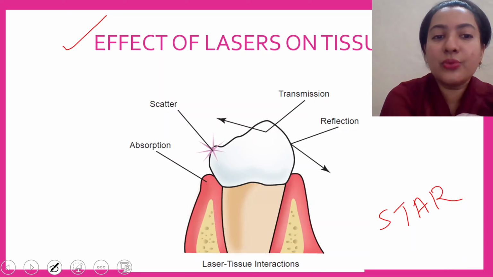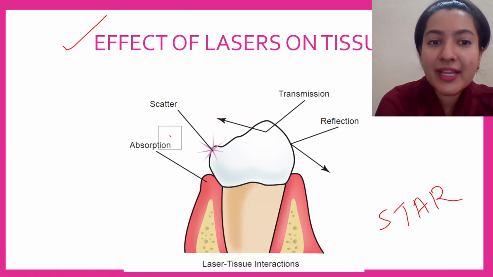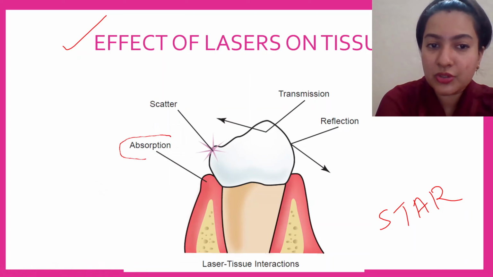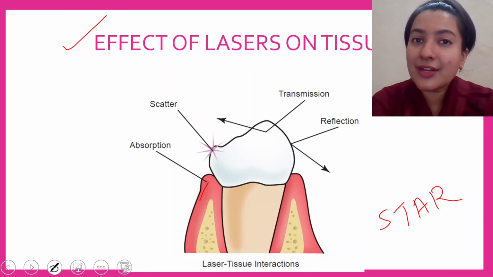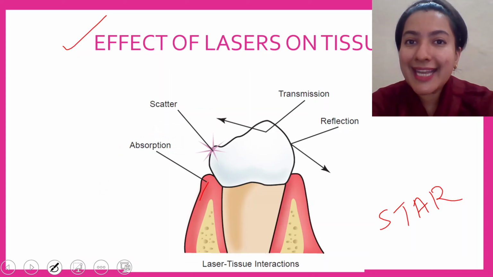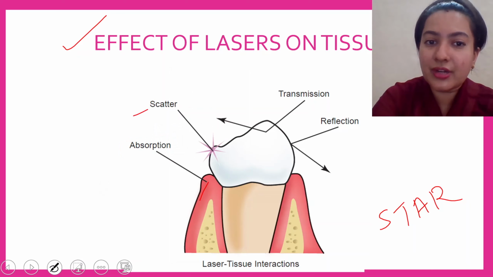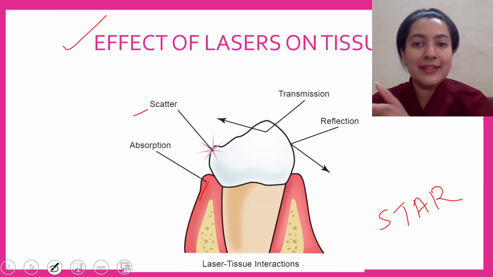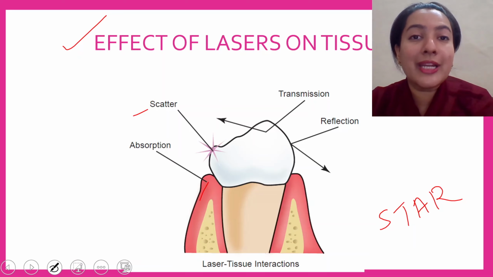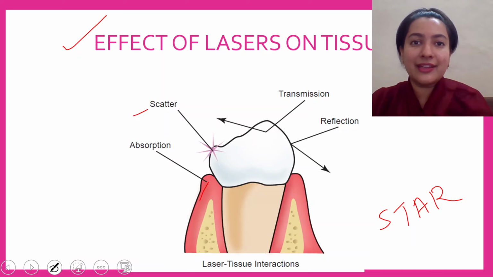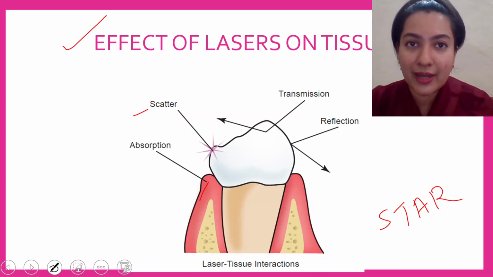First, to start with, the first effect of laser on the tissue can be absorption. When the laser is shone onto the tissues, it gets absorbed. So that is absorption. Next is the phenomenon of scattering. What happens in scattering is that when a laser light is pointed onto the tooth surface, it does not get concentrated into that particular area. Rather, it gets scattered, affecting the nearby areas as well.